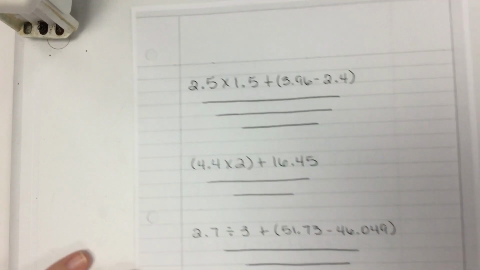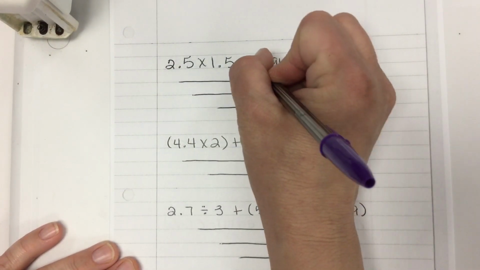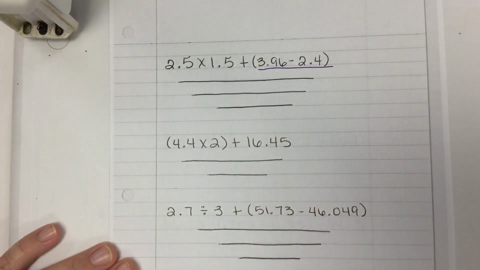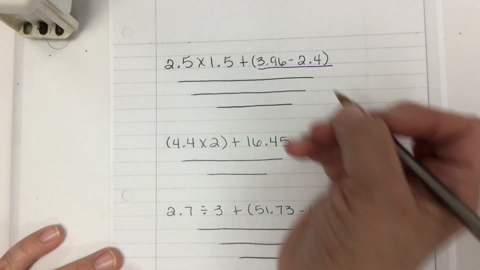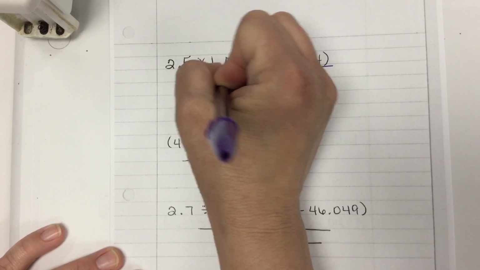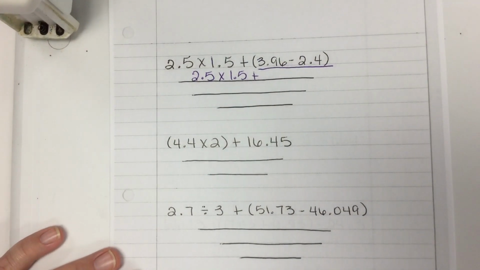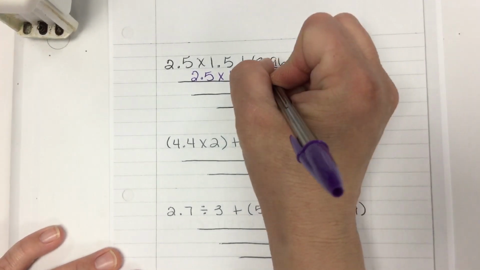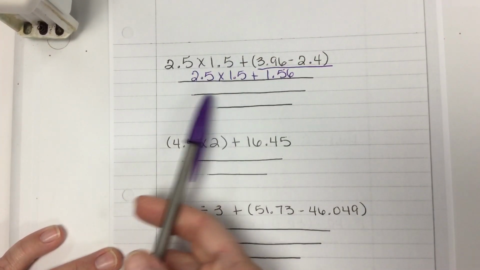All right. Order of operations says parentheses first. So solve 3 and 96 hundredths minus 2 and 4 tenths. Make sure you line up your decimal. Okay, 3 and 96 hundredths minus 2 and 4 tenths is 1 and 56 hundredths. And then you bring everything else down.